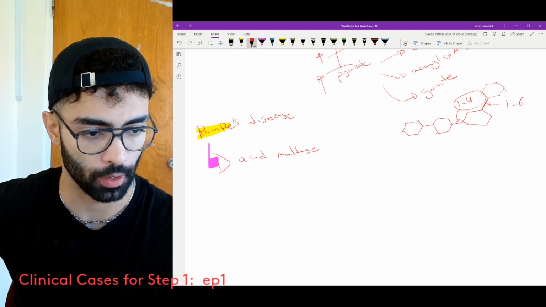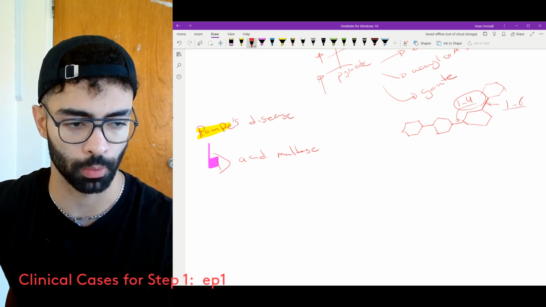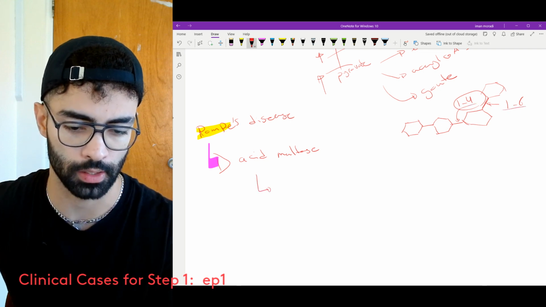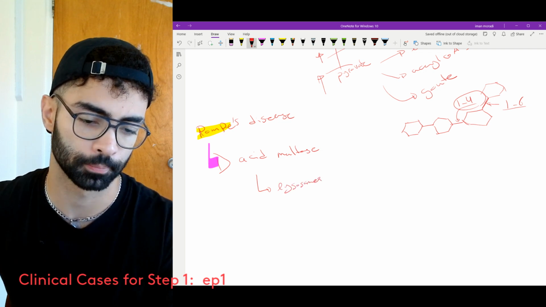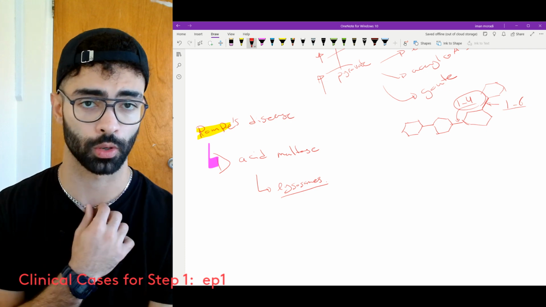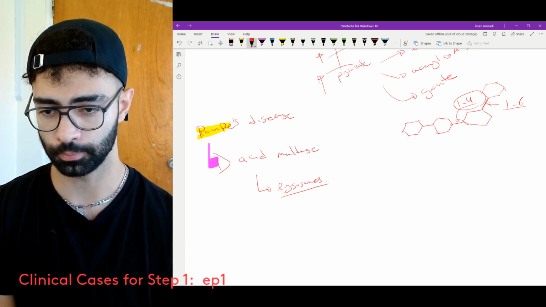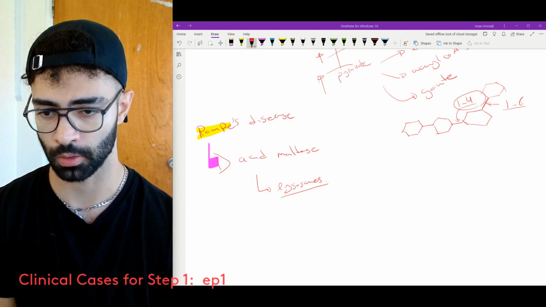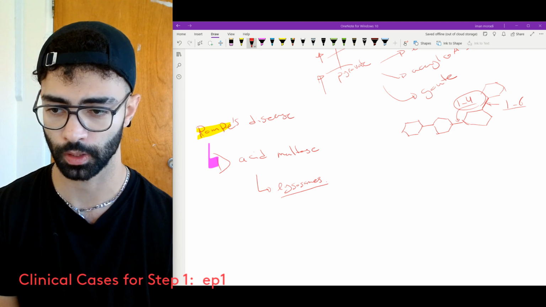Now acid maltase, I think, acts on 1,4 and 1,6 bonds, and the important thing about it is that it is in the lysosomes. Okay, so it's a glycogen storage disease. It's also a lysosome disease. These guys also have proximal muscle wasting that leads to respiratory failure. Okay.